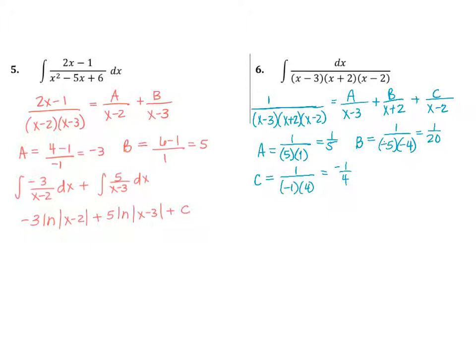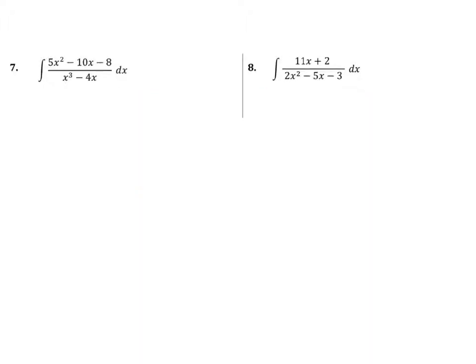And so again, going back, and let's go ahead and just write our final answer for this one. So a, we had 1/5, and that's going to be the natural log absolute value of x minus 3, plus b is 1 over 20 natural log absolute value of x plus 2, and then c was negative 1/4 natural log absolute value of x minus 2, and then don't forget your plus c. Okay, so let's go ahead and rewrite this with a factored denominator. And in that denominator, we're going to have x and then x minus 2 times x plus 2.